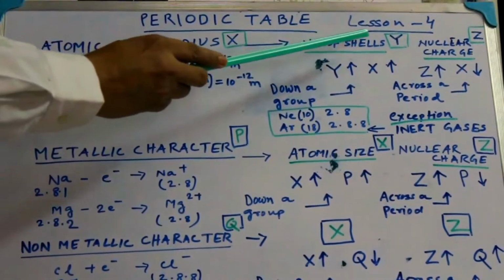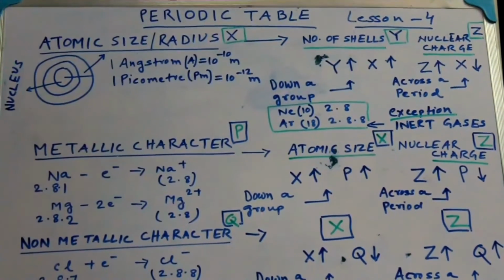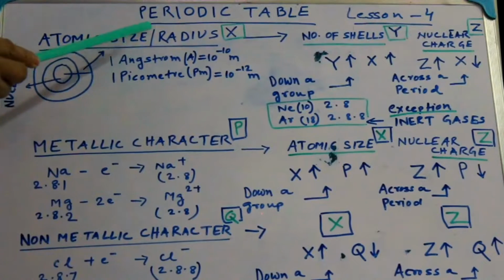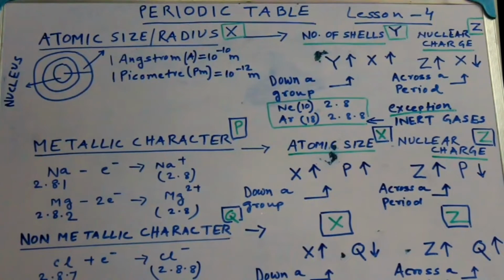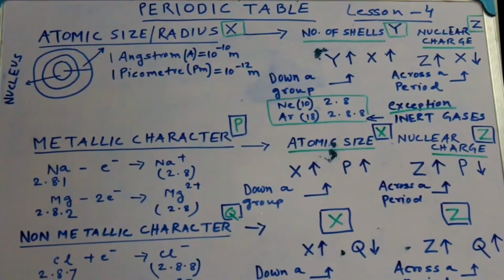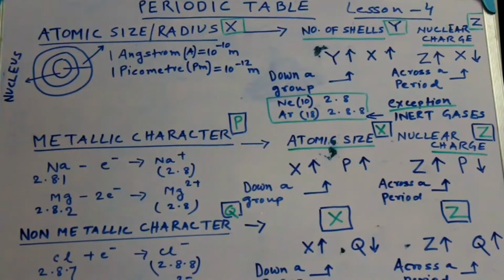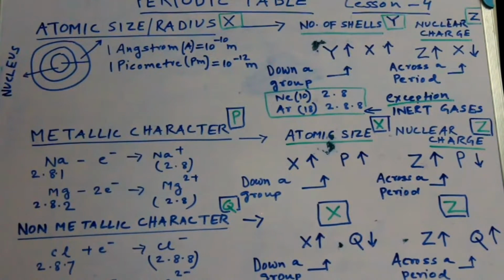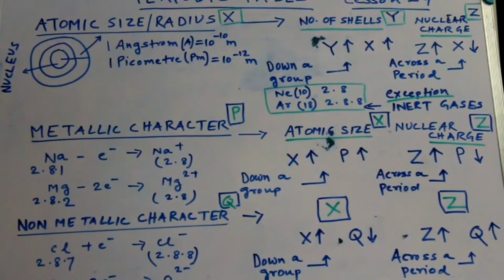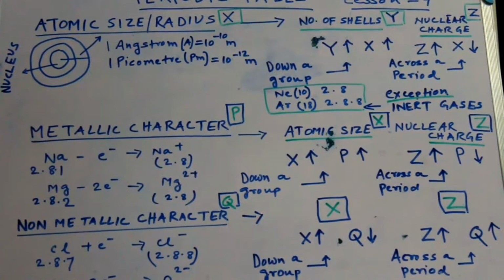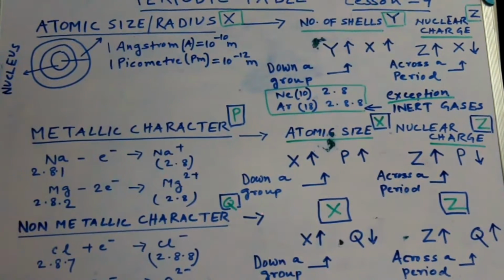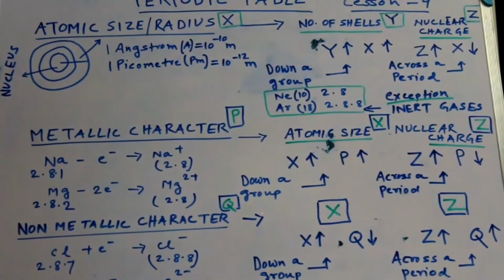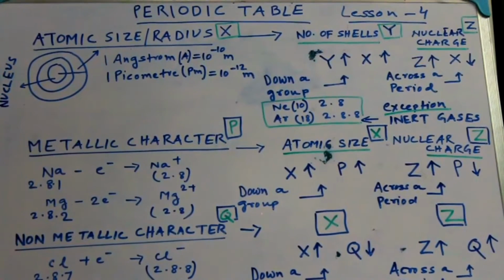Now this atomic size or atomic radius depends on two things: one is the number of shells and another one is the nuclear charge. I have determined atomic size or atomic radius with the letter X, number of shells with the letter Y, and nuclear charge with the letter Z. These are not universal conventions of writing number of shells with Y or nuclear charge with Z or atomic size with X. We are just writing this for better understanding of the subject.